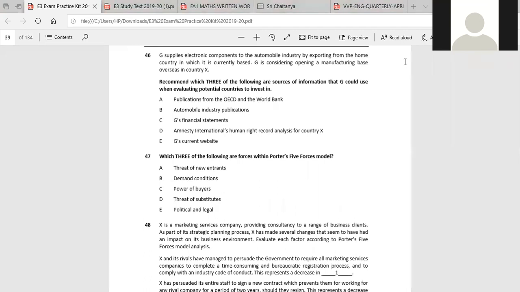Next question 46. G supplies electronic components to the automobile industry by exporting from the home country in which it is currently based. G is considering opening a manufacturing base overseas in country X. Recommend which three of the following are sources of information that G could use when evaluating potential countries to invest in. How many should we select? We should select three. Select three out of five.